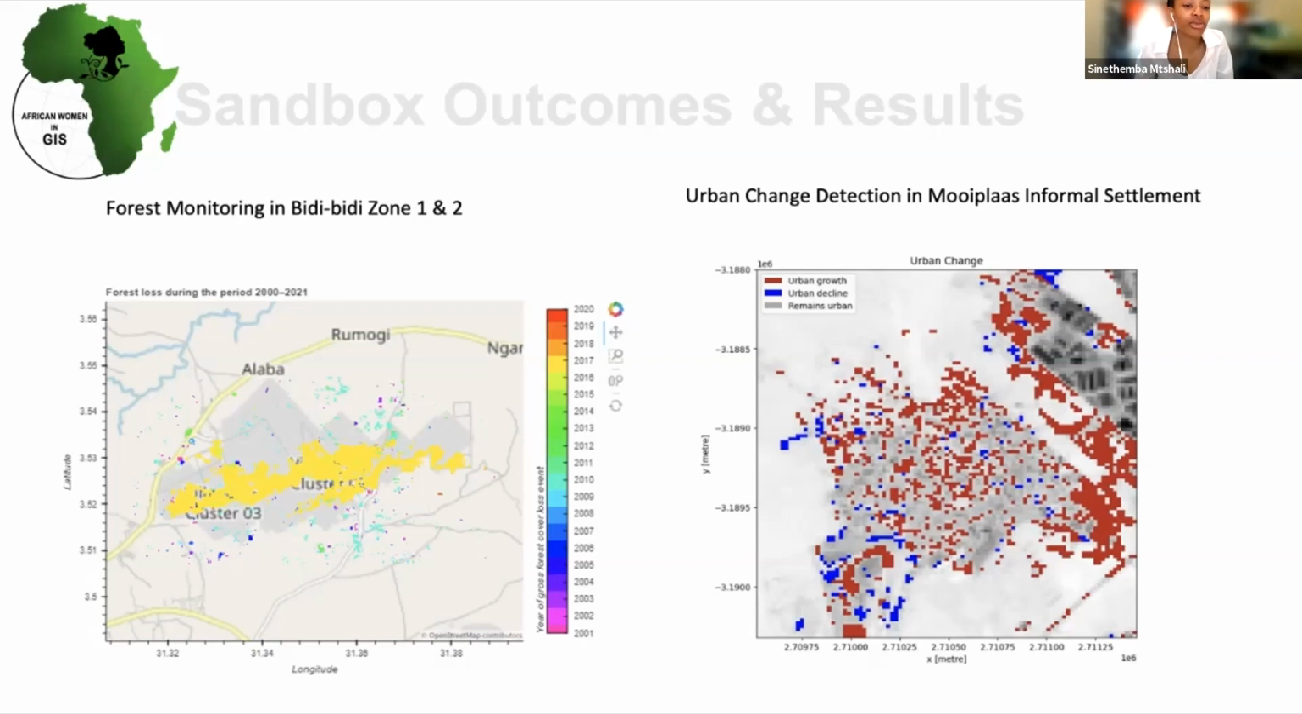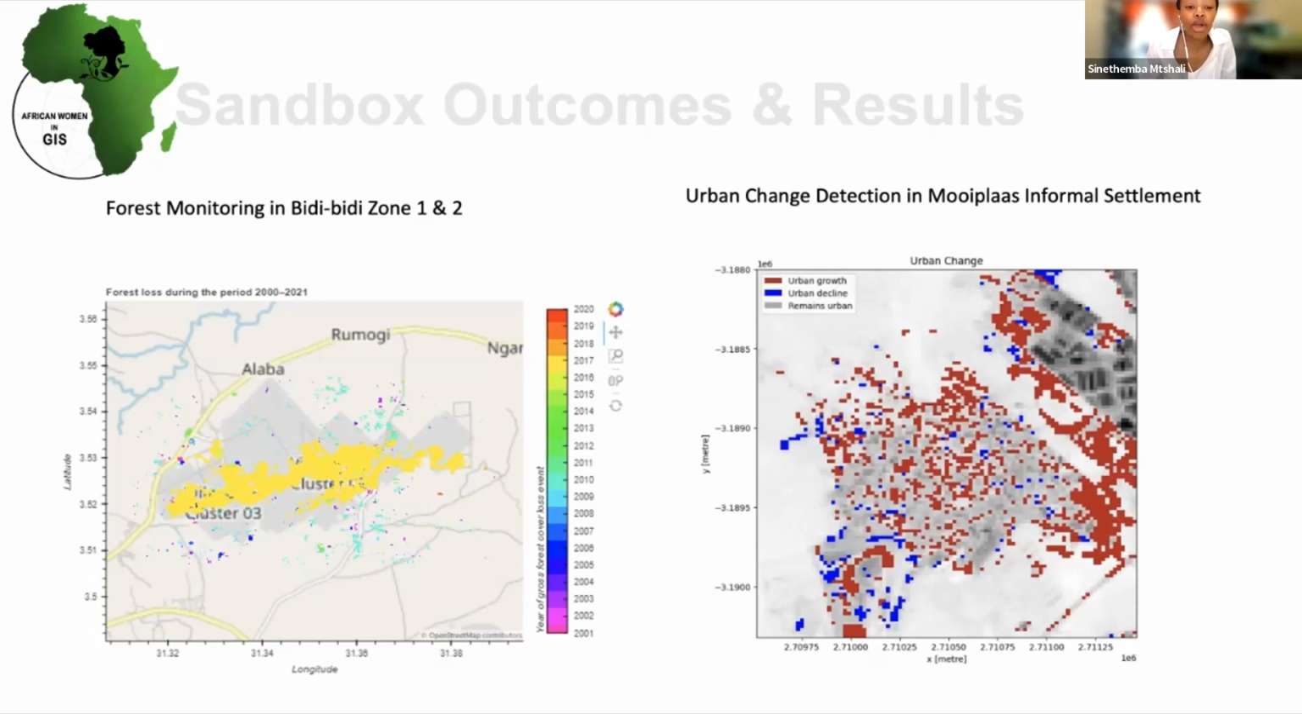So as you can see in front of you, these are my outcomes and results. I used the forest monitoring notebook for Bidi zones 1 and 2, and this shows us how much forest loss has taken place in the area over time. Then I used the urban change detection notebook in the Mooiplaas informal settlement, so that we can understand the extent to which the environment is affected by the increase of migrants in these areas. In the Bidi region, we can see that there's a lot of forest loss.